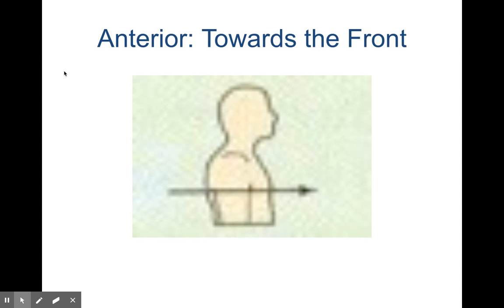First word is anterior, and anterior is towards the front. The sternum is anterior to the heart. What I'm talking about is relating the sternum to the heart, and the sternum is more in front of the body form than the heart is, so the sternum is anterior to the heart.